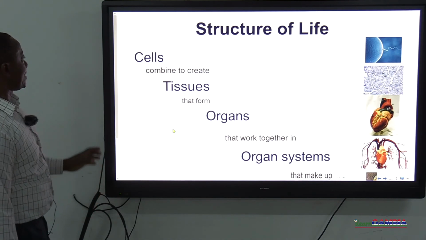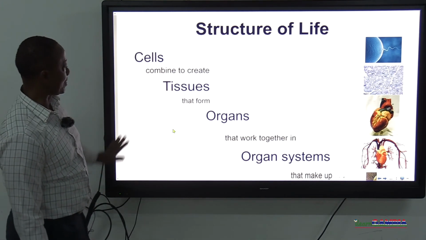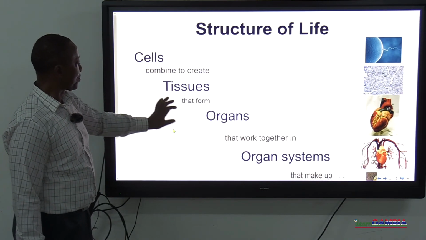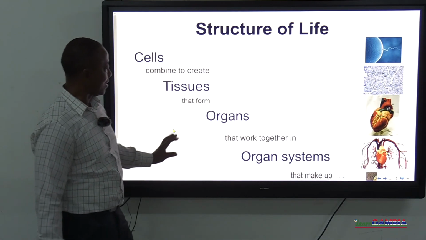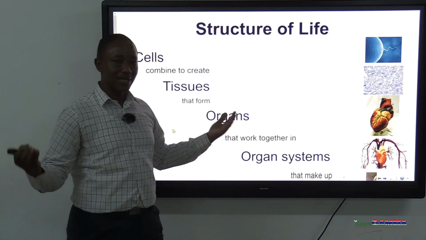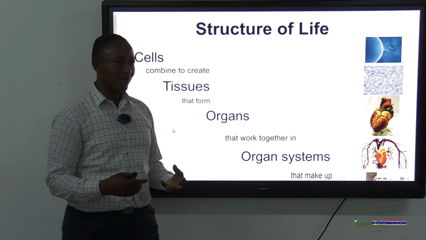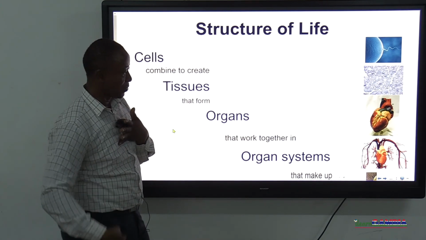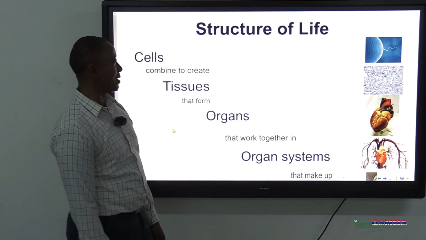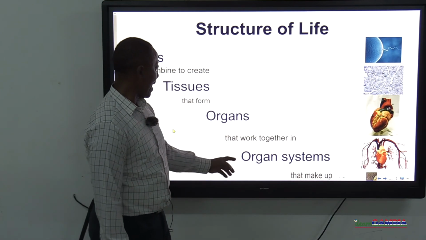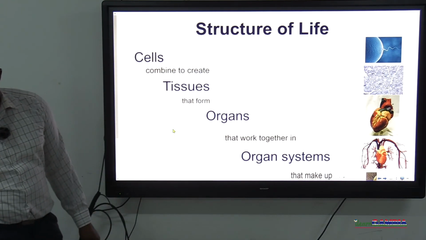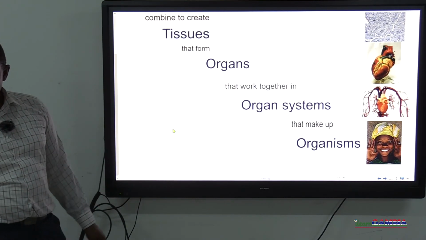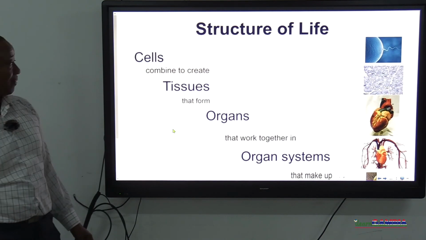So basically, this is the structure and organization of life. Cells combine to create tissue. The tissues form organs, and the organs work together. They don't necessarily have to be together, but they work together. For example, you could have the heart up there, but it is working together with the blood vessels that go all the way to the end of your toes. All these organ systems are what make you an organism. So that is the cellular organization of life.